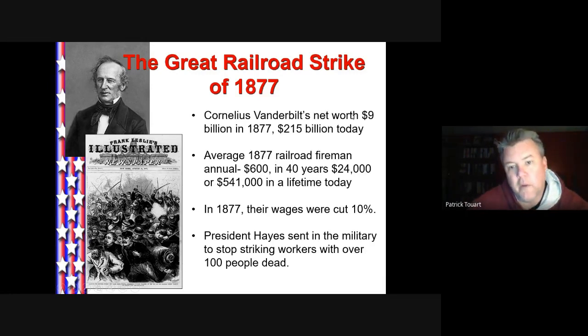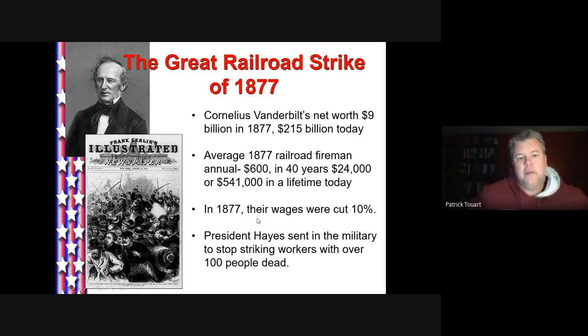So meanwhile, some of the wealthiest individuals, the guys that own the railroads, were worth tens and hundreds of billions of dollars in today's money. So if you compare, a fireman made $600 on a railroad, and Cornelius Vanderbilt was worth $9 billion. So $600, $9 billion. You get a sense of this huge division of income and wealth, this disparity.